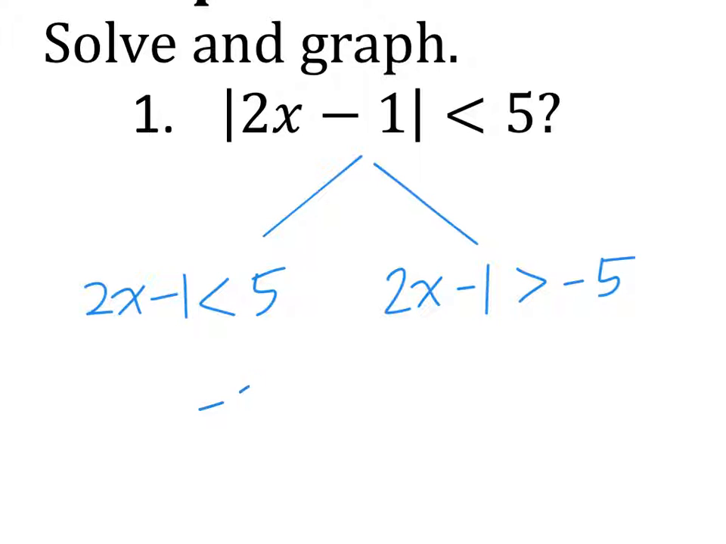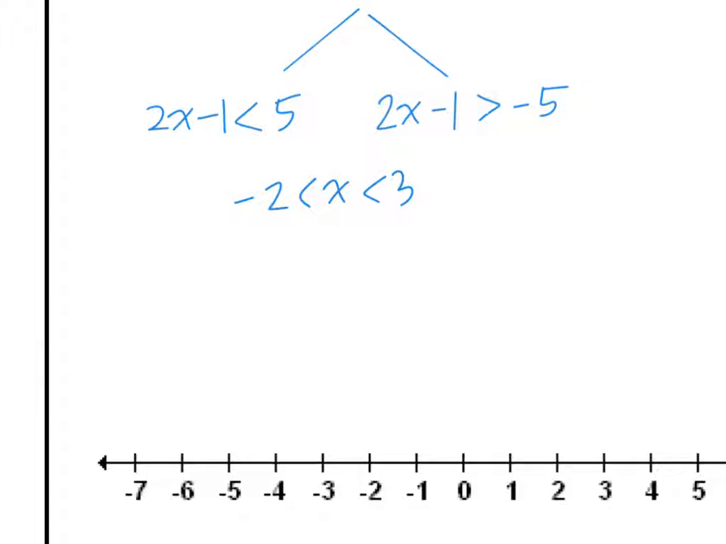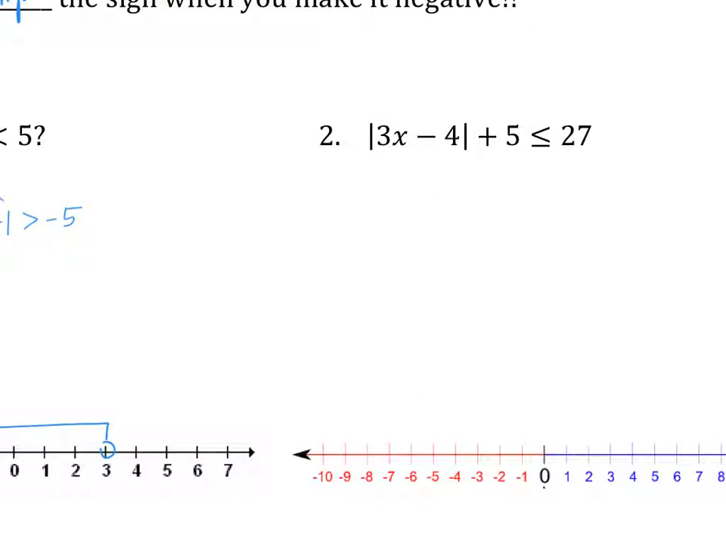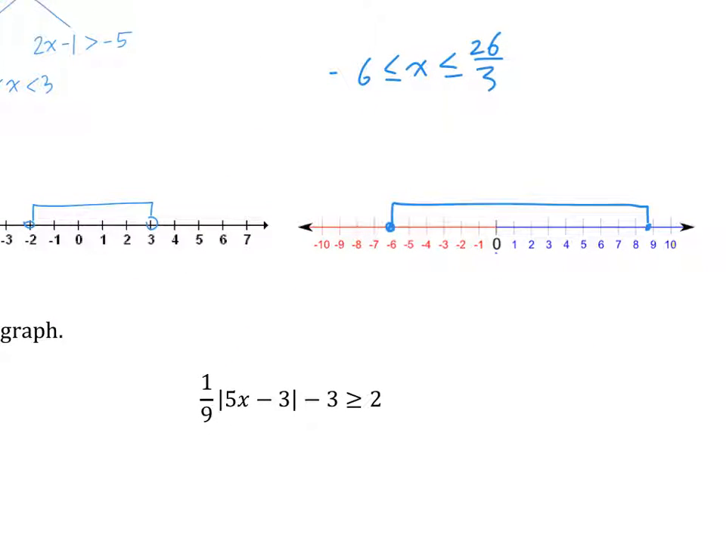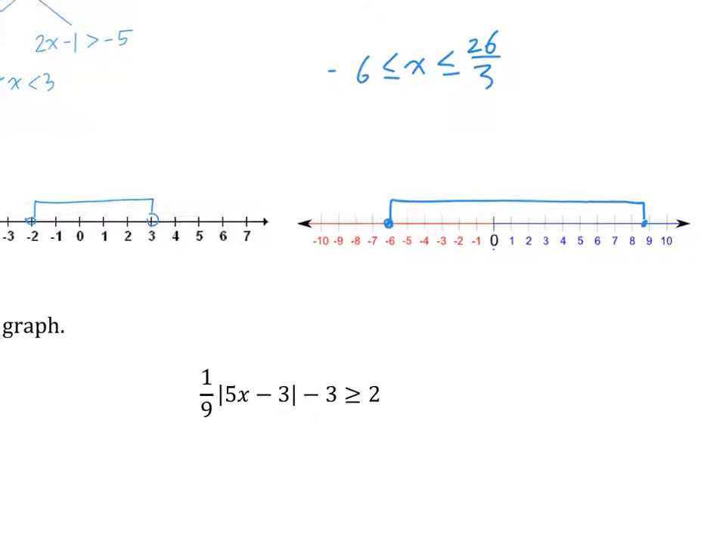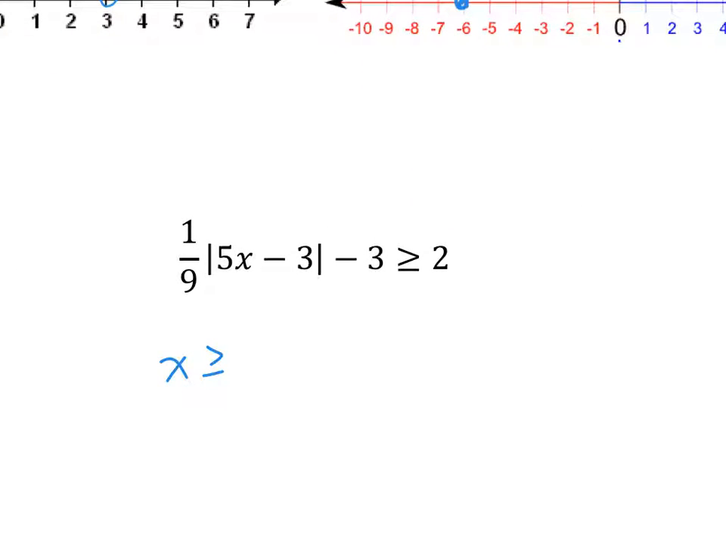Okay, so this first one, if you have not solved it, it's negative 2 less than x less than 3. Okay, and then try number 2. The answer for number 2 is negative 6 less than or equal to x less than or equal to 26 over 3. So that is negative 6 here, and 26 over 3 is almost 9. Okay, try the last one if you have not gotten there yet. If you finish this one and you're not sure what the answer is, x greater than or equal to 48 over 5, or x less than or equal to negative 42 over 5.